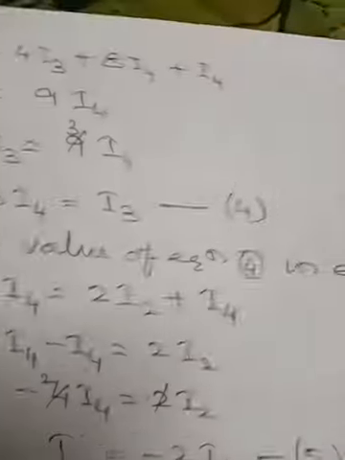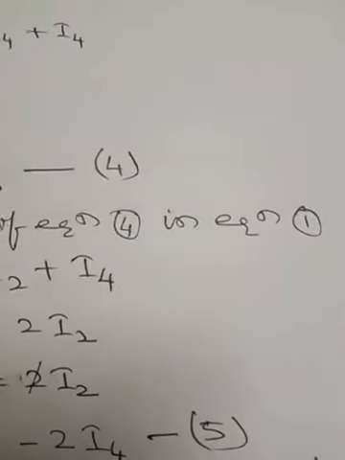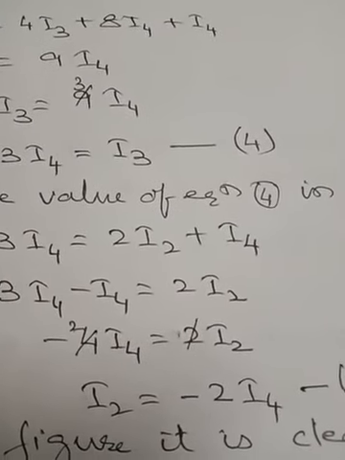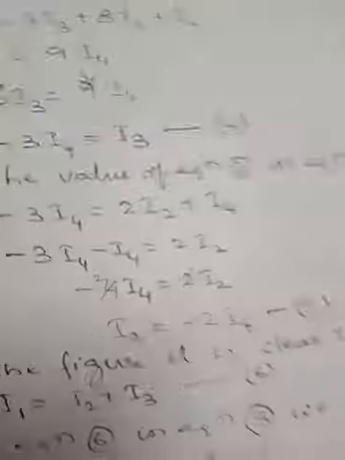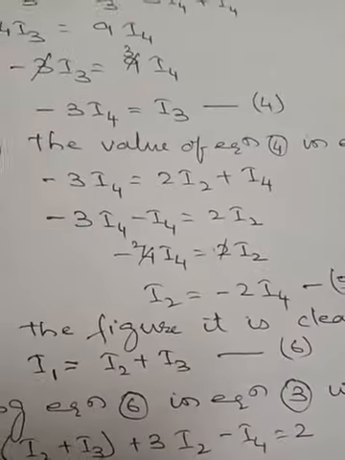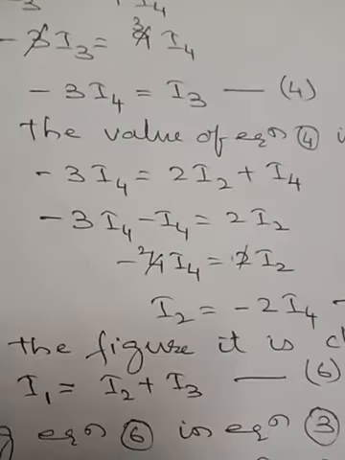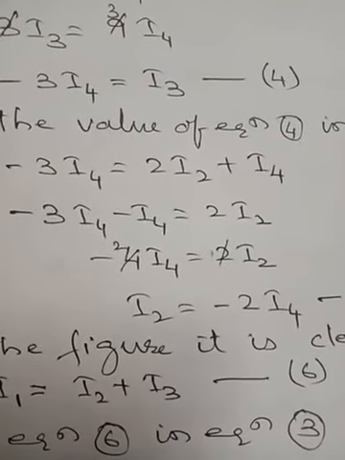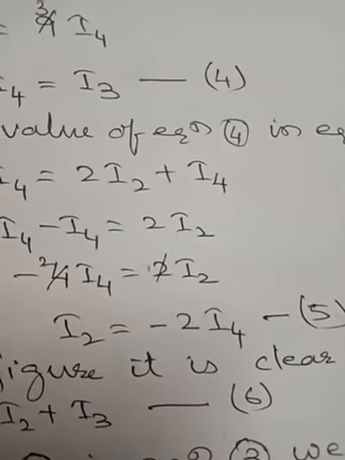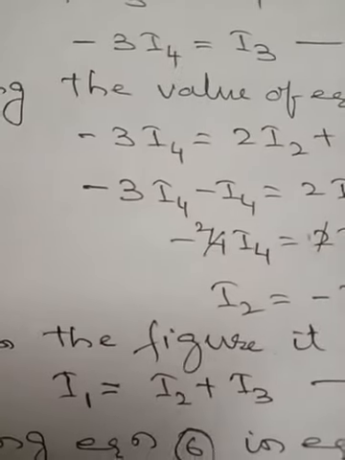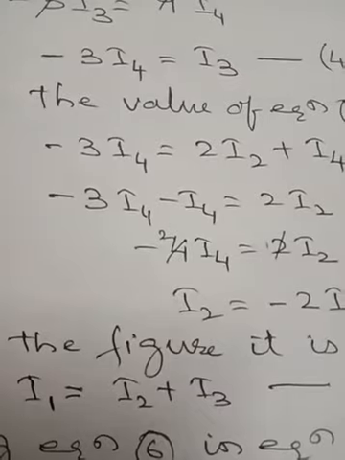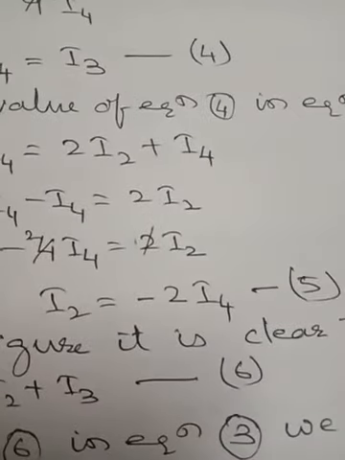Now putting the value of equation 4 in equation 1. Now this fourth equation is what? For I3 value. If we put the value of I3, we'll get the value of I4. So in equation 1 we'll put this again. So if you put the value of equation 4 in equation 1, we will get the value of I2. Okay, we will give this equation number 5. Now from the figure we know that I1 is equal to I2 plus I3. We will give this equation number 6.